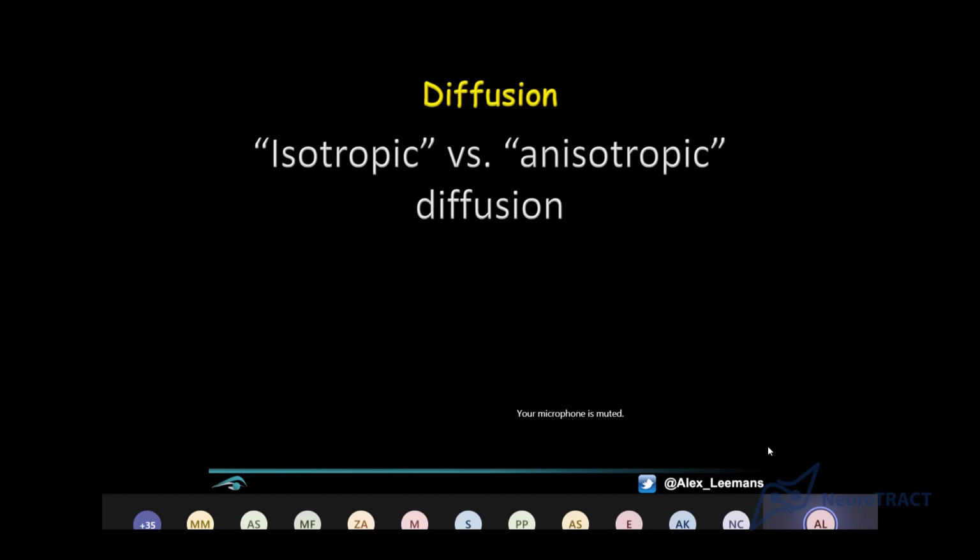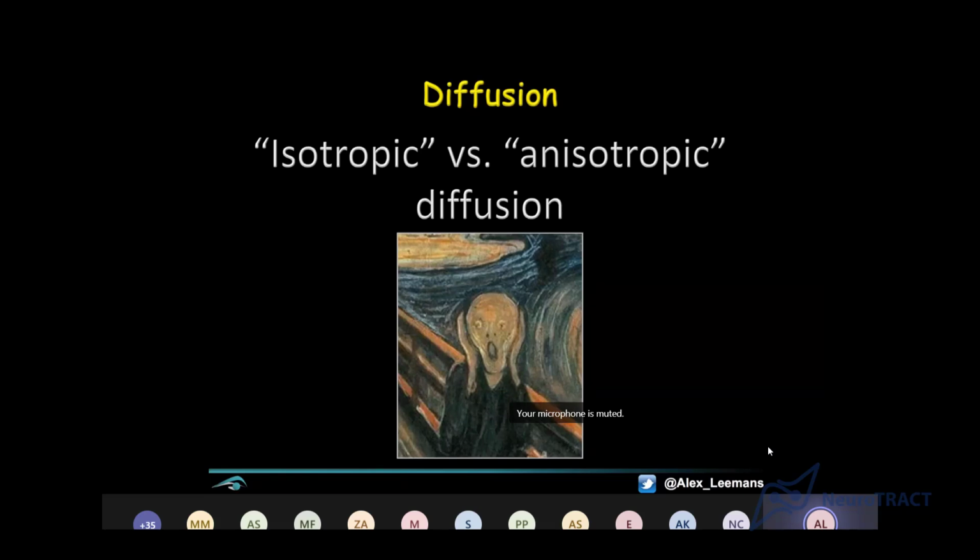Okay, two types of diffusion that I quickly want to address. Isotropic. Okay, you may also get this kind of shriek going on. I was actually startled myself. I forgot I put it in there. Some more people into the meeting. All right. Okay. Oh, they're gone.